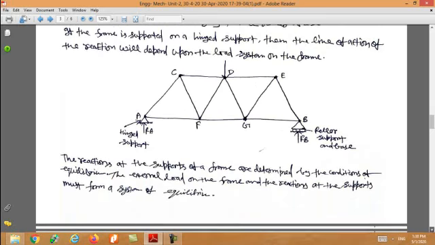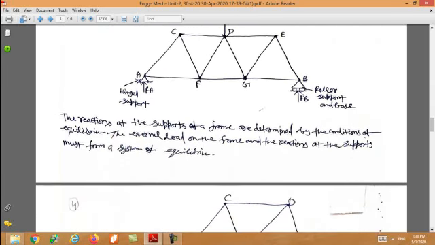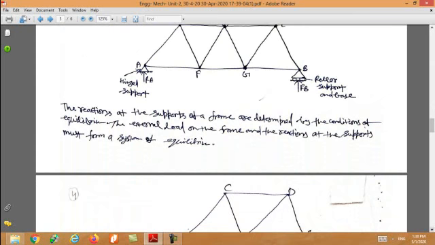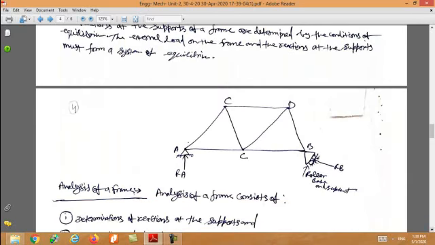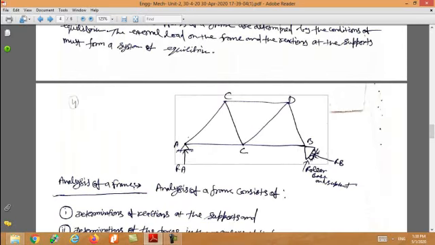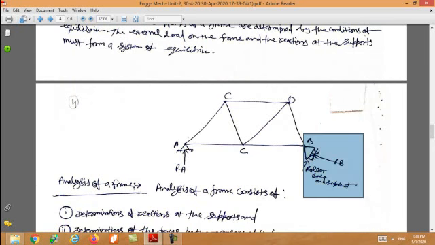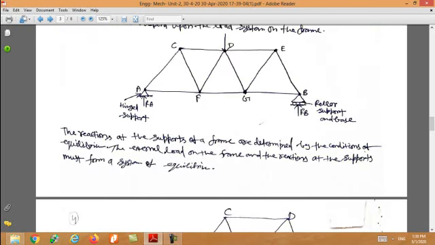The reactions at the supports of the frame are determined by the conditions of equilibrium. The external load on the frame and the reactions at the supports must form a system in equilibrium. So in this frame, what are you seeing? It is the roller support. So in the roller support, the reaction will be perpendicular to this roller. You are seeing this roller is inclined, so the reaction will be perpendicular to it. And in this diagram, the roller support is horizontal and the reaction is perpendicular to this position of the roller.